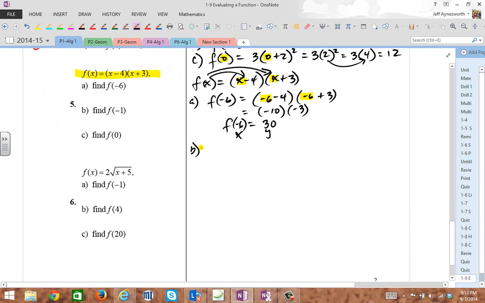So let's try it again, all right? Let's try f of -1. All right, pause the video and go for it. All right. Now on this one here, we're going to take -1 minus 4 and then -1 plus 3 and then simplify. All right, -1 minus 4 is -5. -1 plus 3 is 2. When you multiply them, you get -10. So f of -1 is -10, which means when x is -1, y is -10.